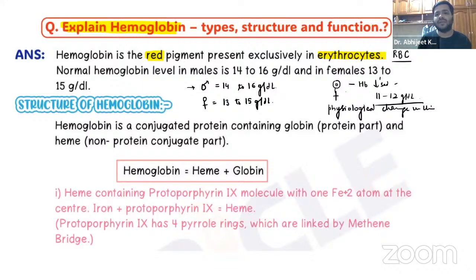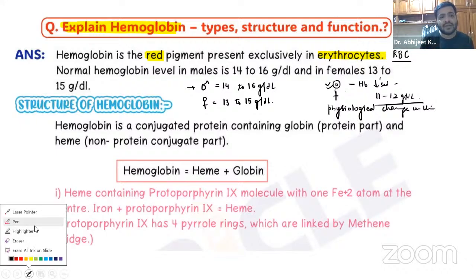The normal hemoglobin levels in males and females. Apart from that, I have also talked about the pregnant females, and hemoglobin is a red pigment that is exclusively found in the red blood corpuscles. Now, guys, when we say hemoglobin, it is a conjugated protein.